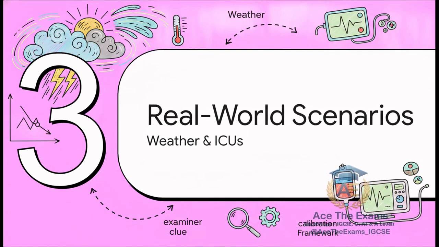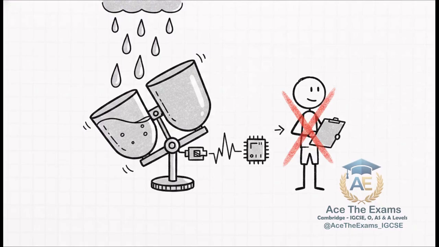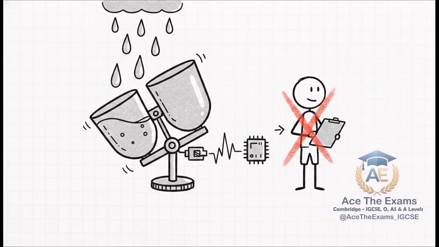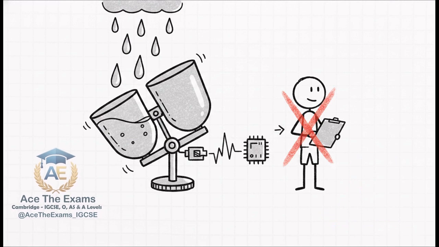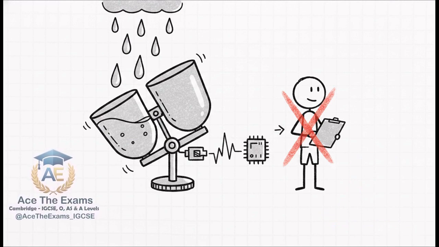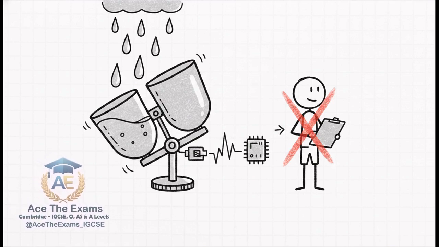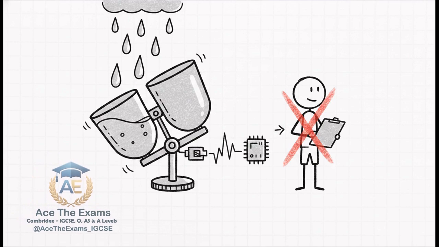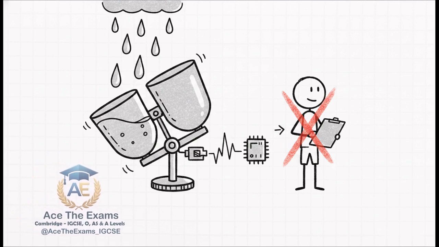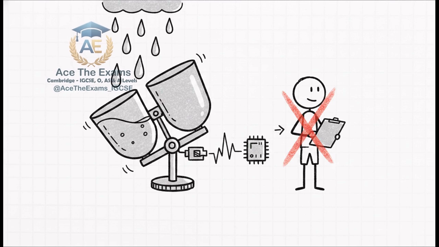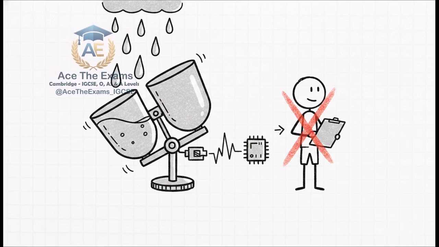Section 3. Real-world monitoring scenarios, weather and ICUs. Check out how a traditional mechanical tipping bucket is modernized here. Instead of a human standing out in the rain counting marks on a graph plotter, a reed switch is used. Every single time the bucket gets heavy enough with rain and tips over, it activates the switch. That sends a digital pulse straight to the microprocessor to automatically count the tips and calculate the rainfall. It's a perfectly brilliant example of automating an old analog process for a modern monitoring system.